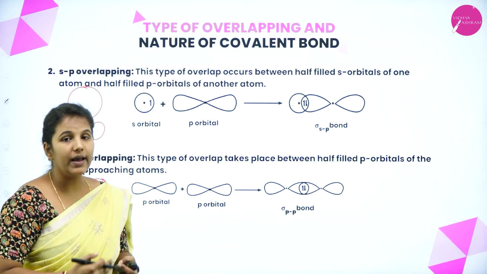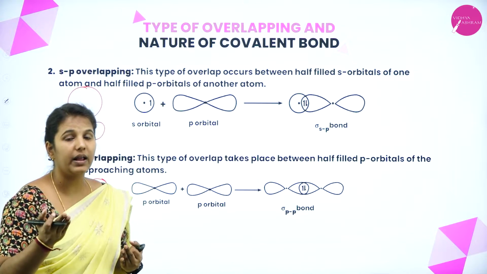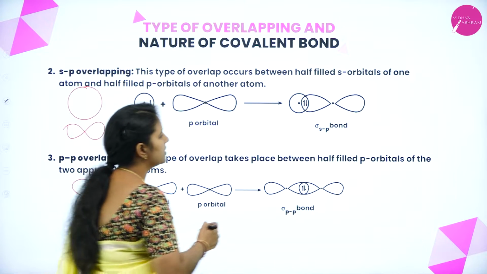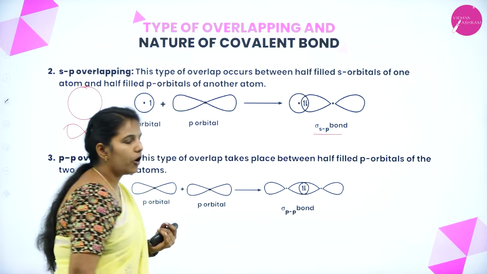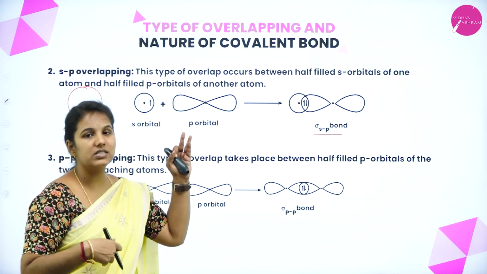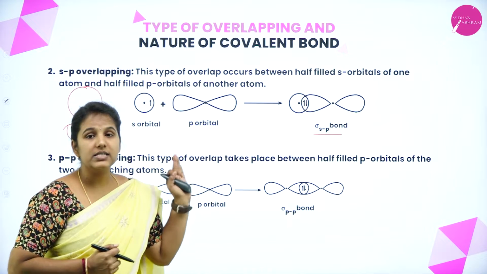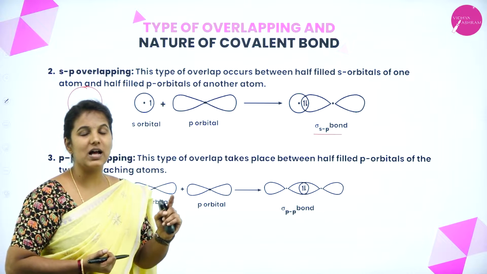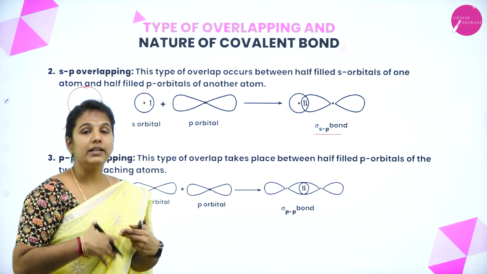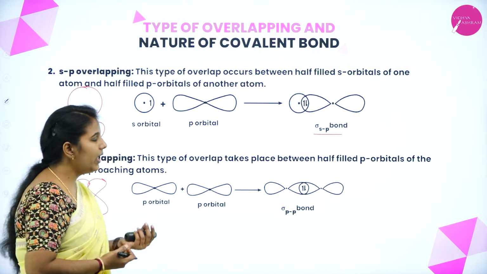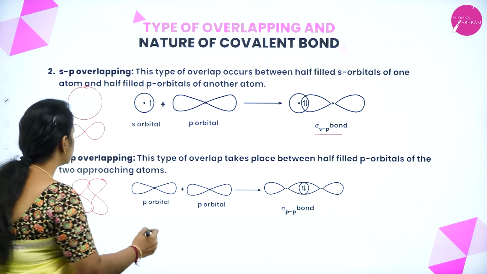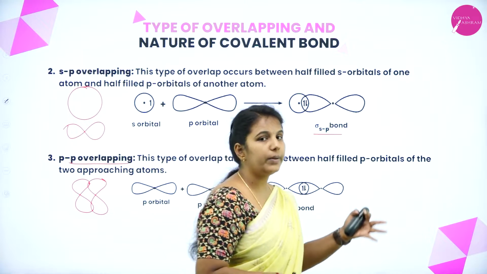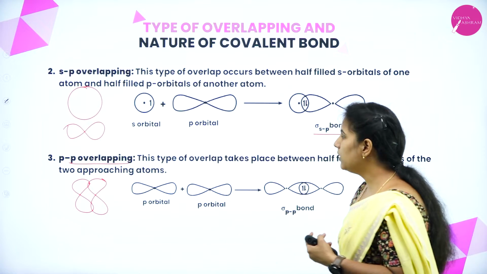Now, if the overlapping is taking place between the s and p, both consisting of half-filled atomic orbitals, it results in the formation of a sigma bond because the overlapping is taking place axially. Such bonds are known as sigma sp bonds because s and p orbitals overlap. Okay. Similarly, we can understand what pp overlapping is also. That is, pp means p orbital overlapping. How does it take place?